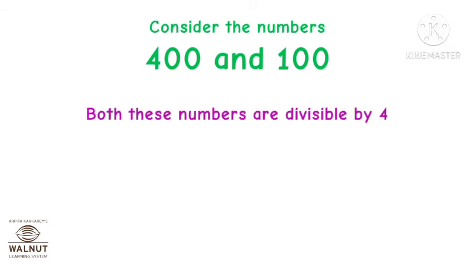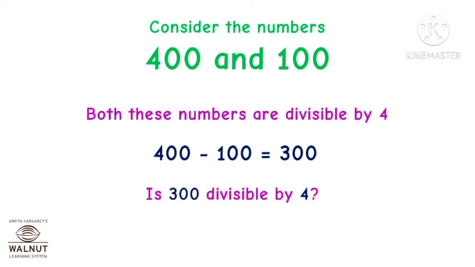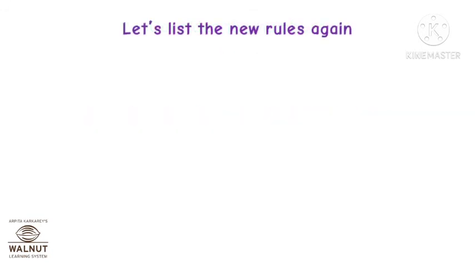Consider the numbers 400 and 100. Both these numbers are divisible by 4. 400 minus 100 is equal to 300. Is 300 divisible by 4? Yes.